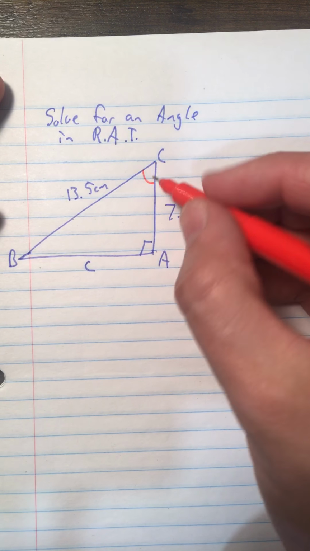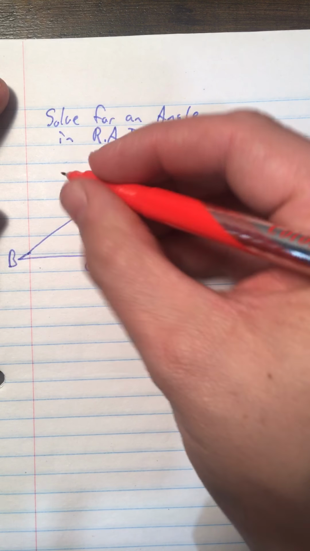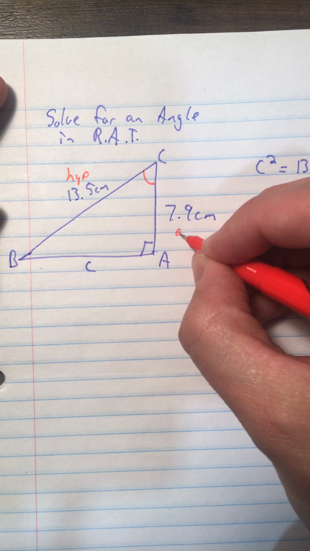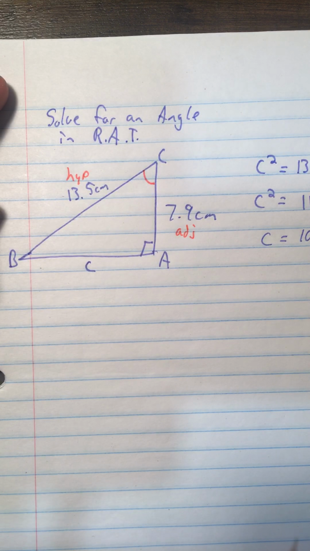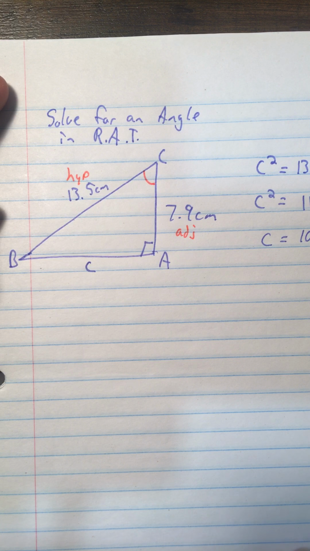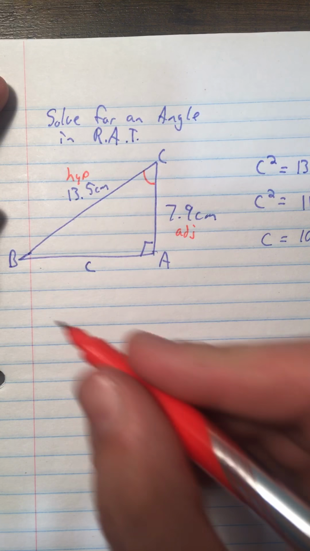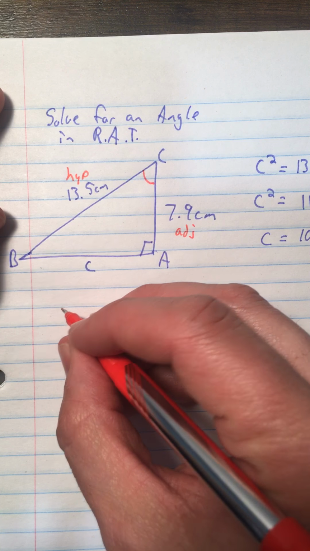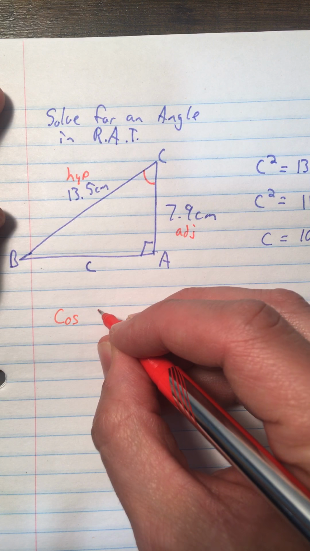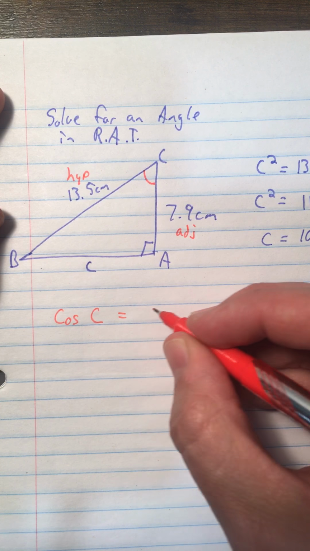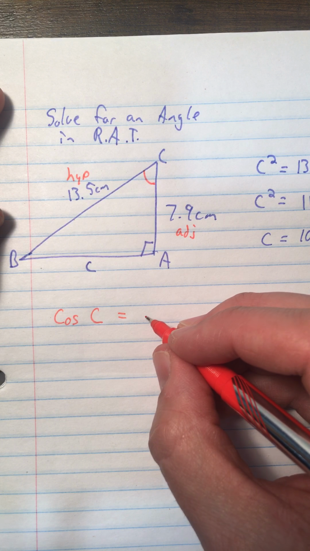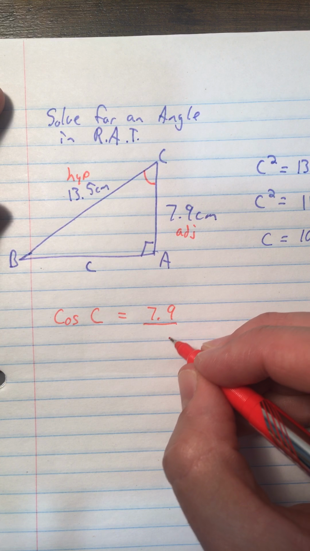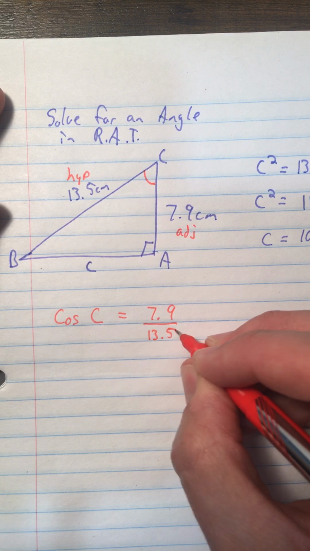If this is my reference angle, I have a hypotenuse and I have an adjacent. So again, from SOHCAHTOA, looking at which one uses adjacent and hypotenuse, I am going to be in cosine. So cos of angle C is equal to my adjacent, which is 7.9, over my hypotenuse, which is 13.5.